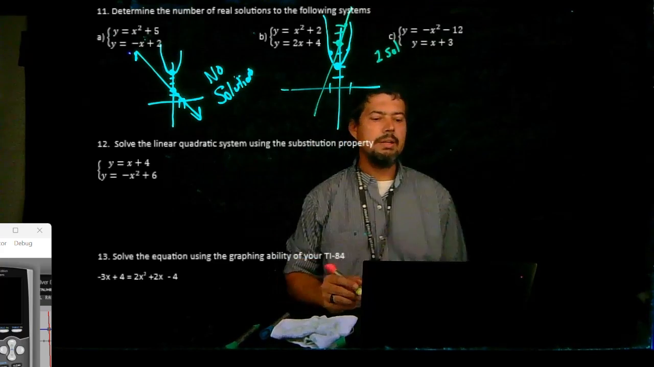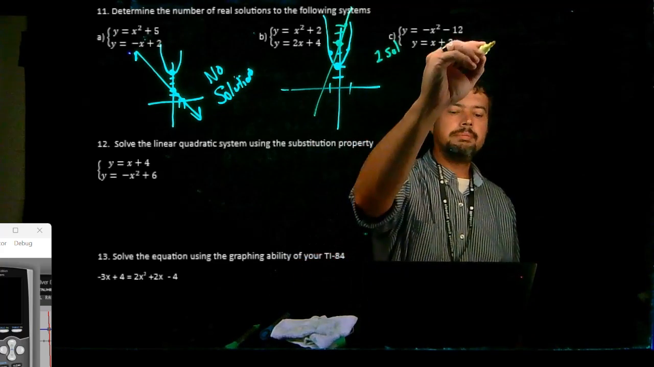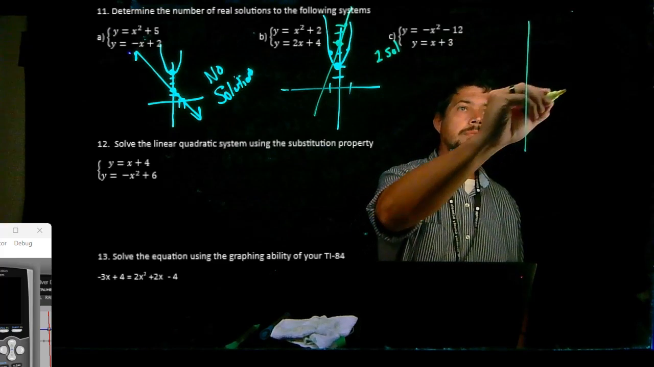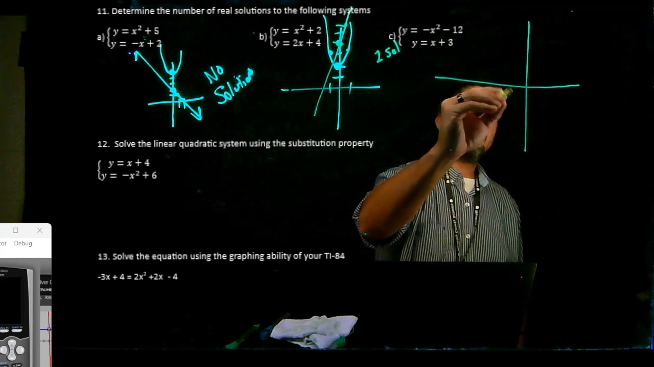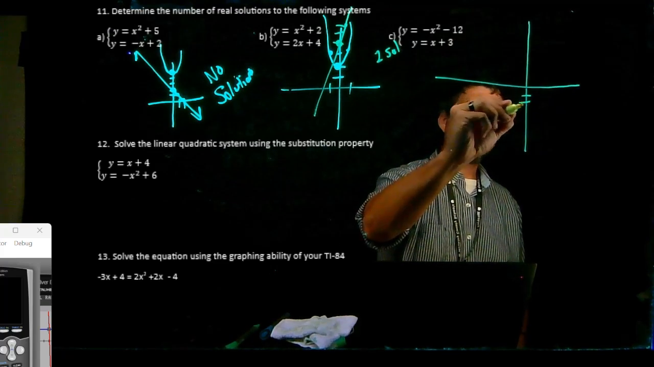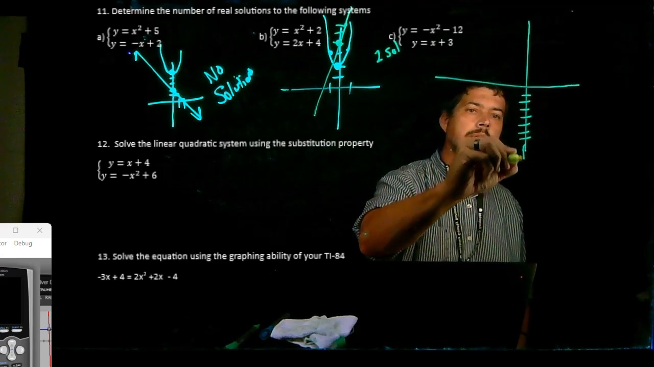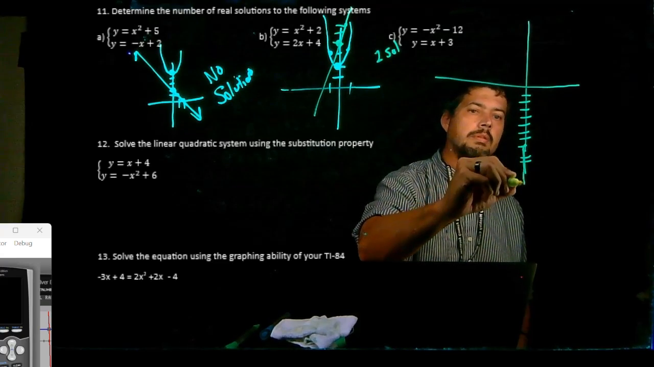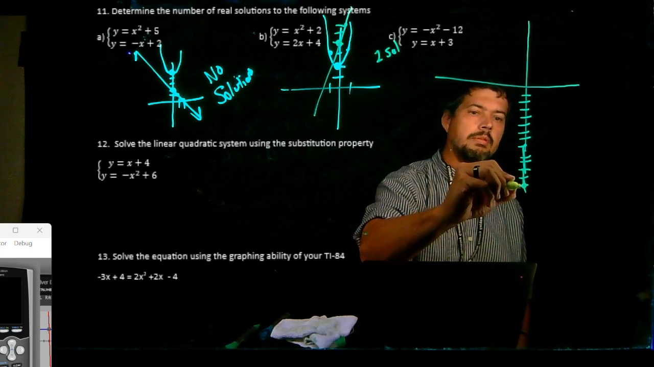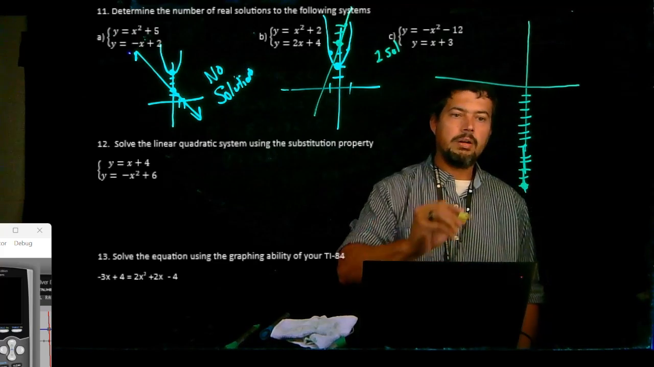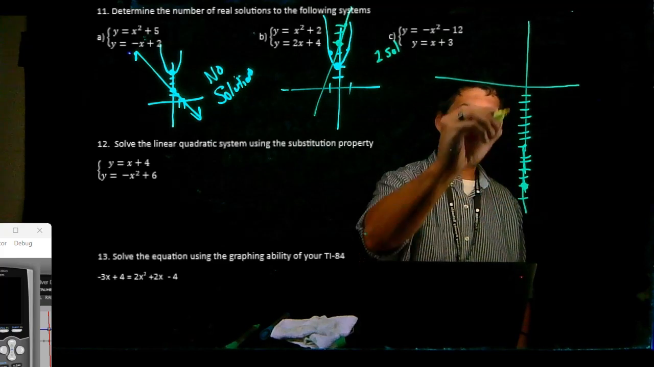All right, then we have negative x squared minus 12 and x plus 3. That is going to be a parabola that opens down. And it's going to fall 1 and run 1 both ways, because we learned our lesson on initial slope.